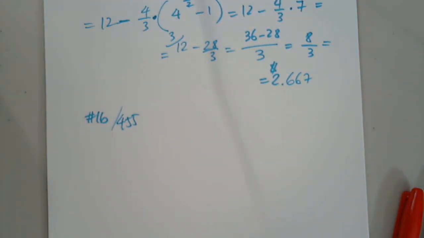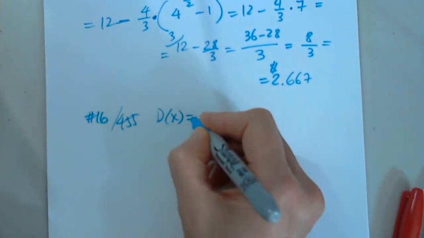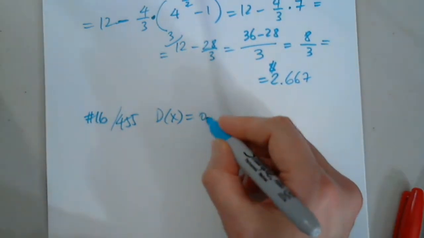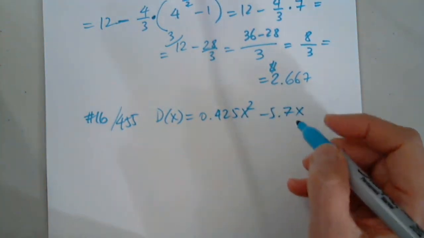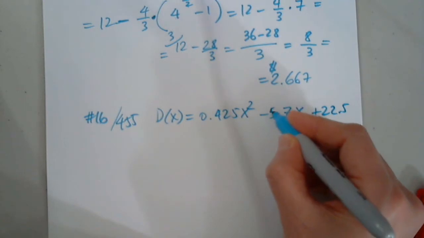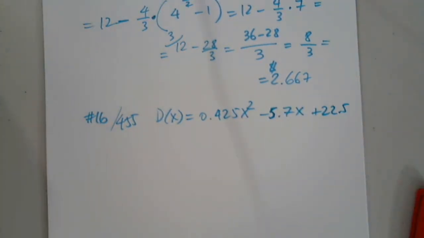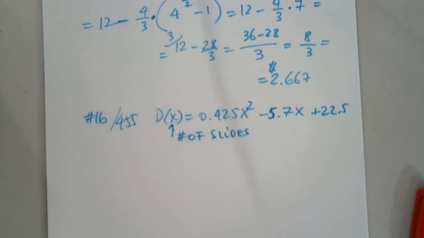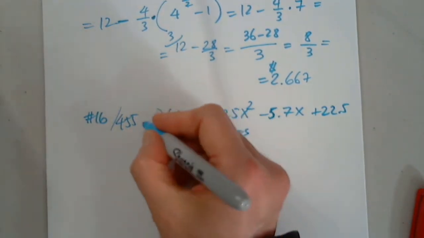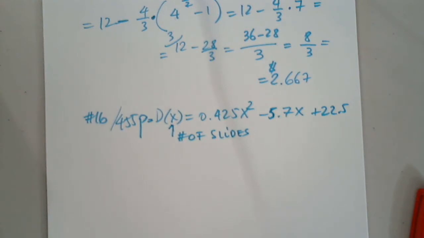Chris is enjoying a day at the Splasharama water park. His demand function for sliding down El Monstro water slide is given by d of x = 0.425x squared minus 5.7x plus 22.5, where x is the number of slides and p is the price in dollars. And of course this is the p, or demand of x.